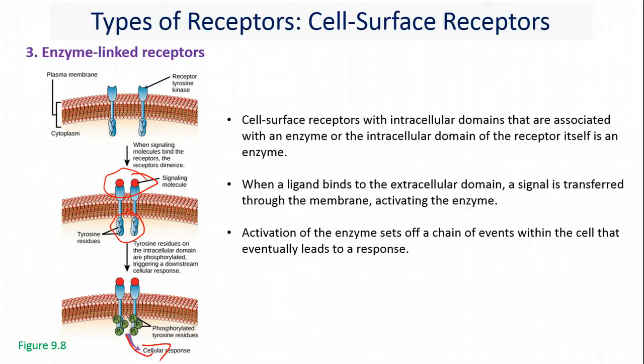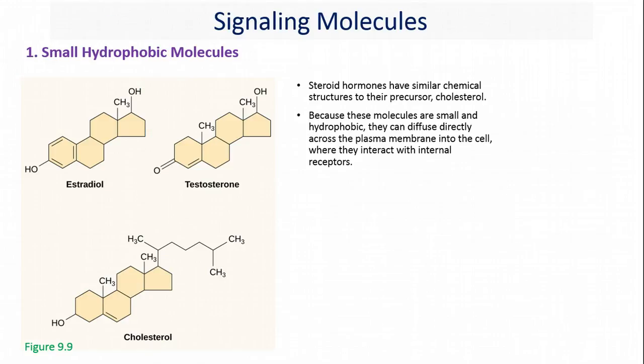So this enzyme-linked receptor is different than the other types because the enzyme, or the receptor itself, is an enzyme or is closely associated with an enzyme. Whereas with the other types of receptors, the receptor and the enzyme are separate entities.